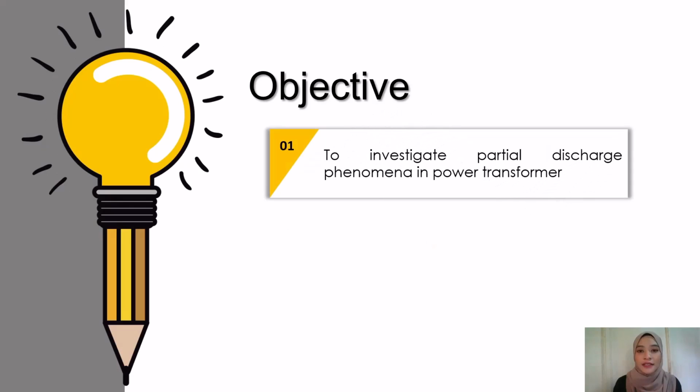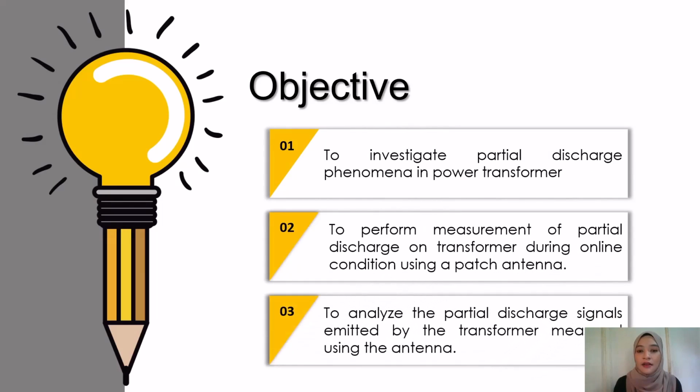Then is the objective for this project. There are three main objectives. First is to investigate partial discharge phenomena in power transformers. Second is to perform measurement of partial discharge on a transformer during online condition using a patch antenna. And the third is to analyze the partial discharge signal emitted by the transformer measured using the antenna.